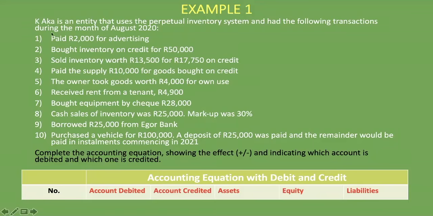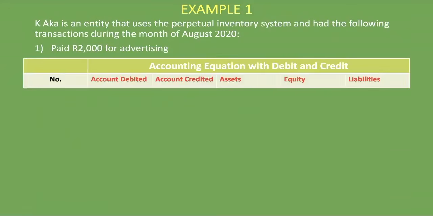We have 10 transactions here. Let's do them one by one. So let's take out the rest and do the first one so that we can have space. The first one says paid 2,000 Rand for advertising. Now whenever you pay for advertising, you know that there are two accounts involved here. The first account there is bank, because you paid, money left your bank account. And the second account is the expense called advertising.